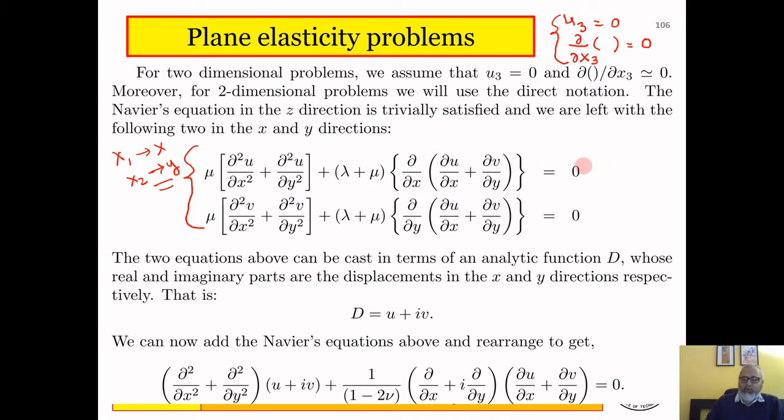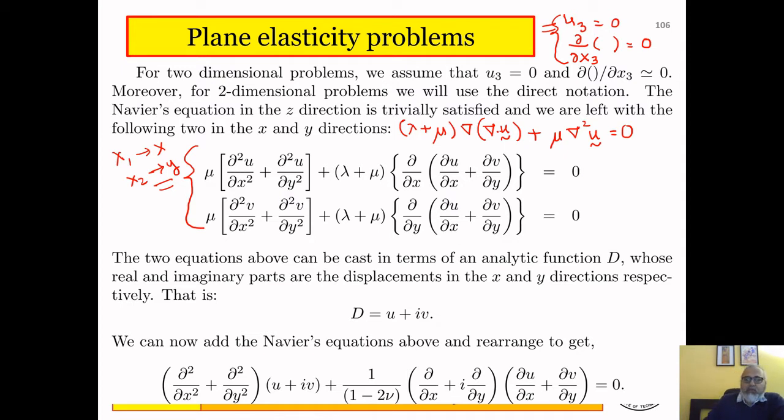And please look up your Navier's equation. Navier's equation, let me write it down. So this is lambda plus mu, this is your Navier's equation. And from this Navier's equation, with the assumption that u3 is equal to 0 and del x3 is equal to 0, you get these two for plane strain or plane stress problems. Let's stick to plane strain.